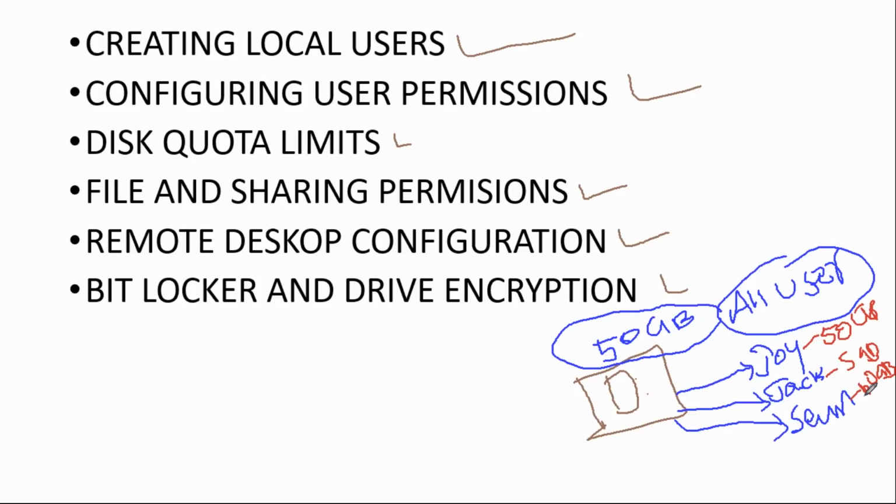We are limiting users to access this disk. Jack cannot store data above 5 GB. Similarly, Sam cannot store data above 10 GB. But the administrator has full permission to access the 50 GB of storage. So this is what we are doing for this system, on Windows 8, Windows 7, Windows 10, or even servers. For local users, we are restricting them to access that drive with a storage limitation. Let's configure this now.